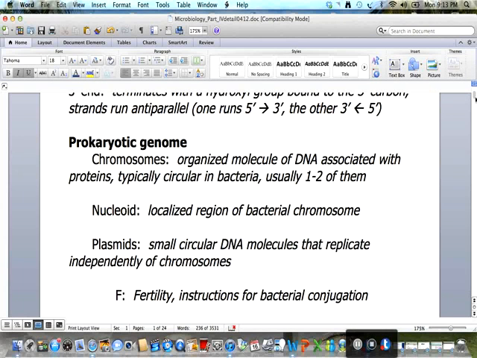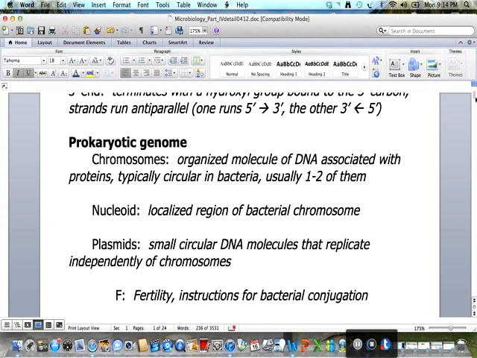There are slight differences in the prokaryotic and eukaryotic genomes. Both have chromosomes, which are organized forms of DNA with their associated protein. Bacterial or prokaryotic chromosomes are typically circular, and there is usually one or two of them. The localized region where the chromosome is found is the nucleoid region.